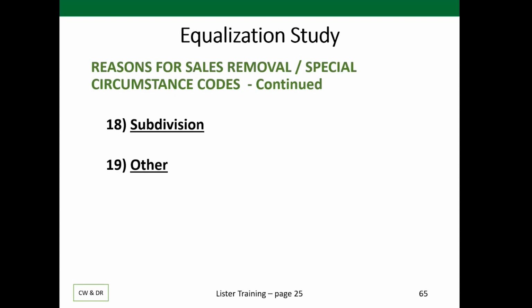Other. Other is kind of a catch-all for if it does not fit in one of the other circumstance codes, but you truly feel and can prove that the property sale should not be a valid sale, then this is where you're going to put it. If you put anything as a 19 in your equalization study, you must include a description, preferably not a novel, but something that's very clear and concise, and attachments that support your argument.